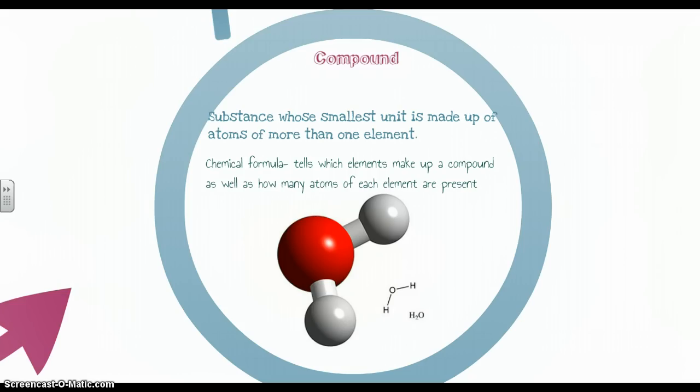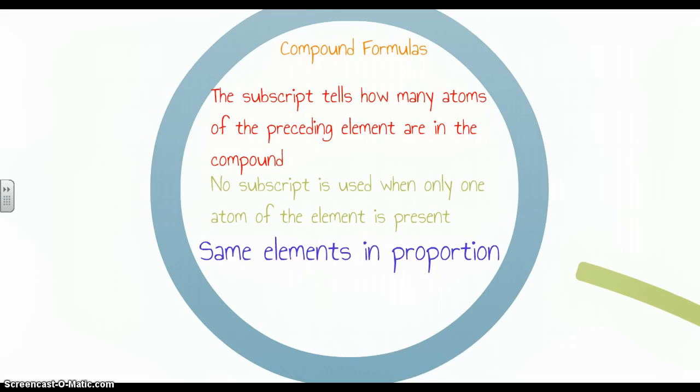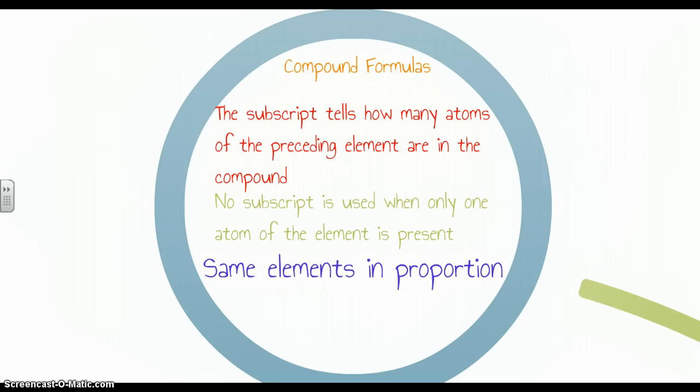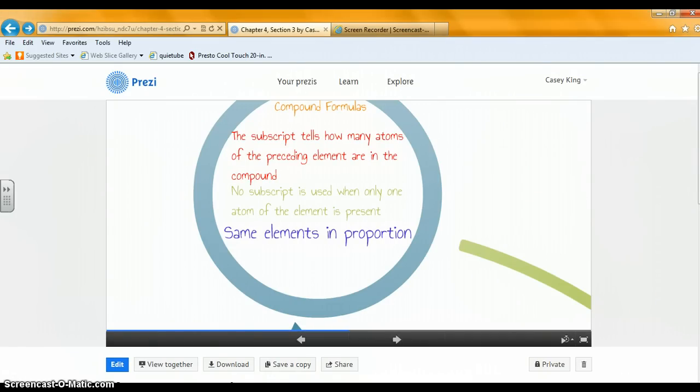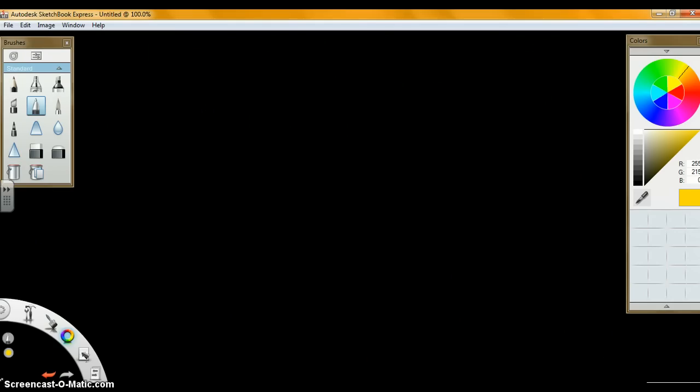No subscript is needed when there's only 1 atom of the element present. So in the case of H2O, there is no subscript needed after the O because there's only 1 atom of that present. We don't write H2O1. You just leave it blank and that lets you know there is only 1 atom in the compound. So the compounds are all pretty easy to read. Like I said, the subscript tells you how many atoms are in there. No subscript is used when only 1 atom of the element is present. I'm going to show you guys a couple different examples here of some real common compounds.